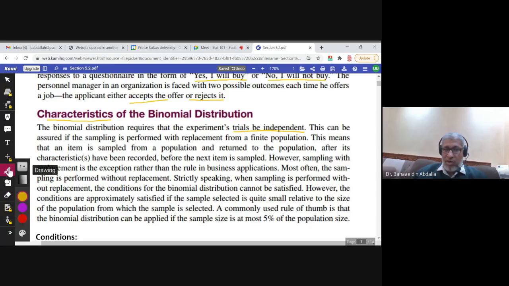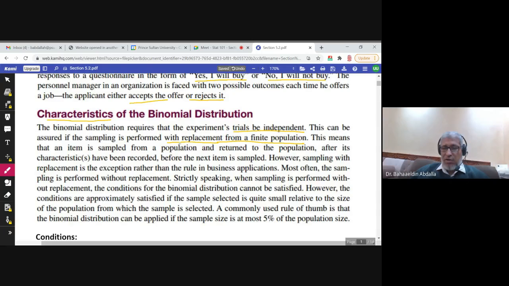When you toss a coin, the second time is independent of the first time. If the first time is head, you don't know about the second time. There is no effect. They don't affect each other. So this is what we mean by independence. This can be assured if the sampling is performed with replacement. So usually, for the binomial distribution, we take with replacement from a finite population.